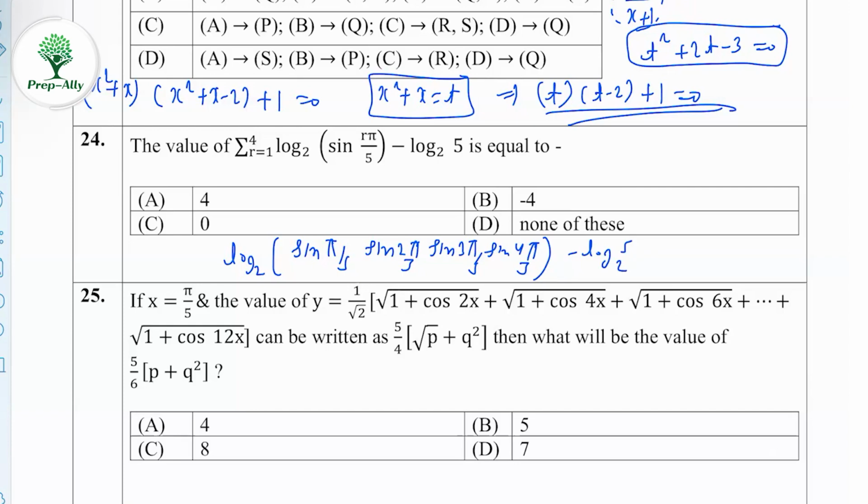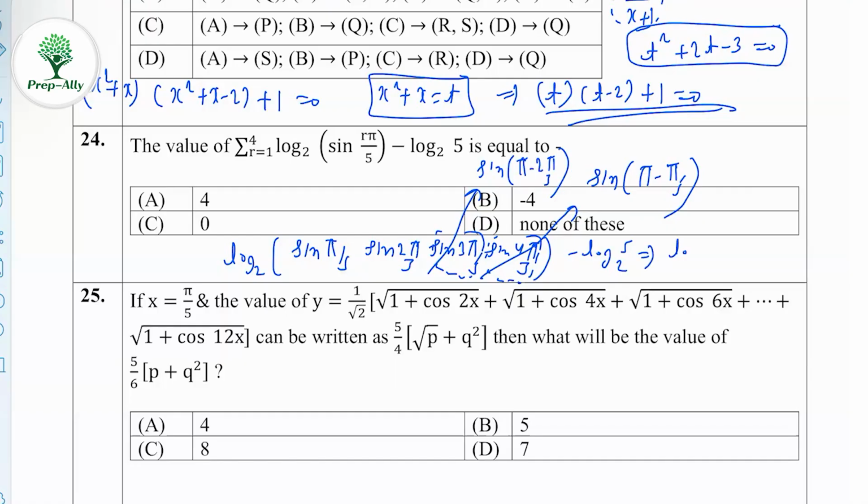What is sin pi by 5? 36 degree. Sin 2 pi by 5, 72 degree. This is again sin pi by 5, because sin 4 pi by 5 is sin of pi minus pi by 5. Similarly, sin 3 pi by 5 is again what? Sin of pi minus 2 pi by 5. So basically it is what?